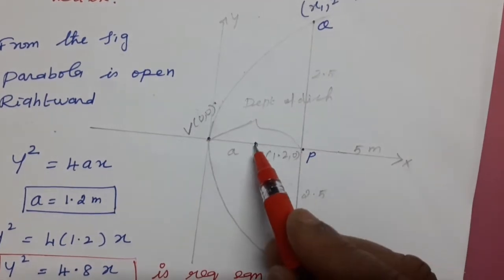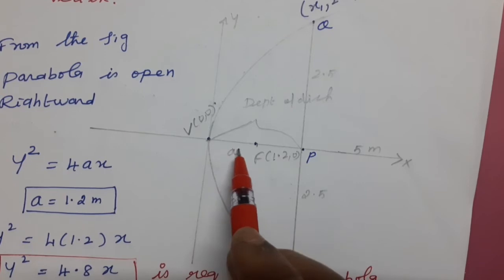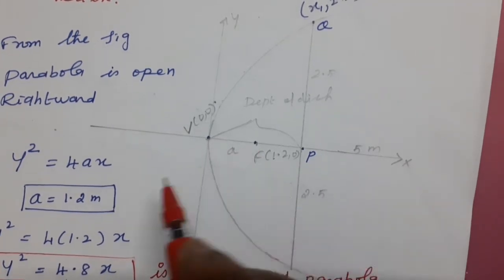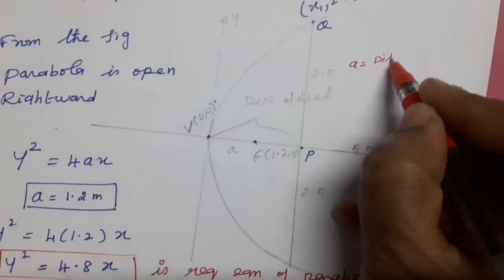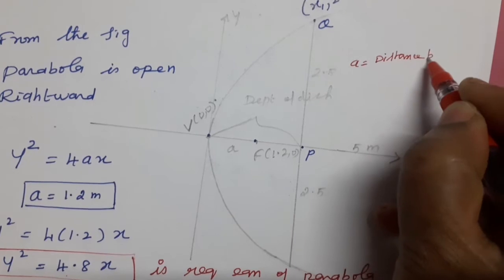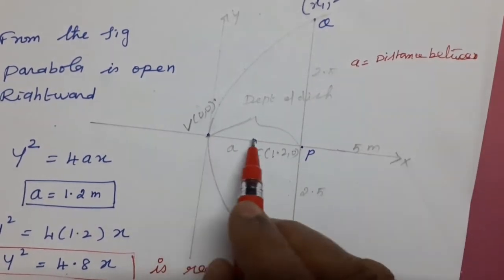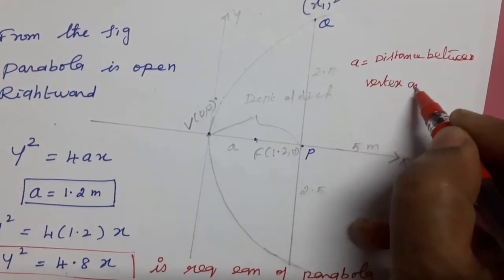What is the focus? The focus is (1.2 meter, 0). What is meant by a? a is nothing but the distance between the vertex and the focus.